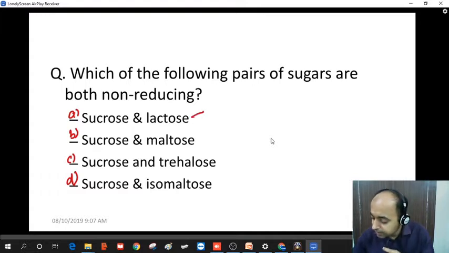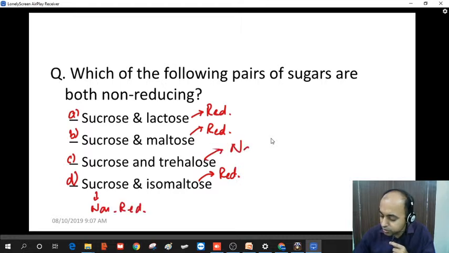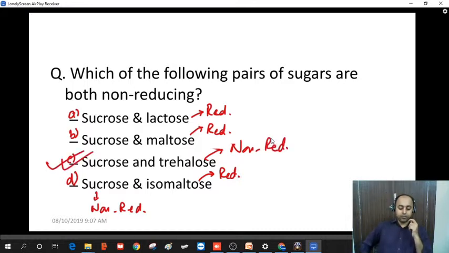We know that lactose is reducing, maltose is reducing, isomaltose is reducing, sucrose we know is non-reducing, and trehalose we had written was non-reducing. So your correct answer is C. Very good. It is so nice to see that most of you are able to give the correct answer. The correct answer is sucrose and trehalose. Sucrose and trehalose are a pair of sugars which are both non-reducing.